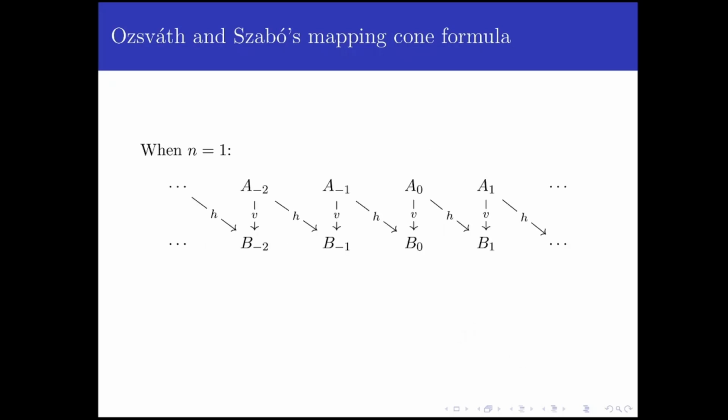So, a bit more concretely, we have the mapping cone formula. Here's an example of its structure when n is equal to 1. The v maps just preserve the index. They go from A_i to B_i. And the h maps increase the index by 1. They go from A_i to A_{i+1}. So you obtain a complex that has this form. In this case, you have this zigzag shape.